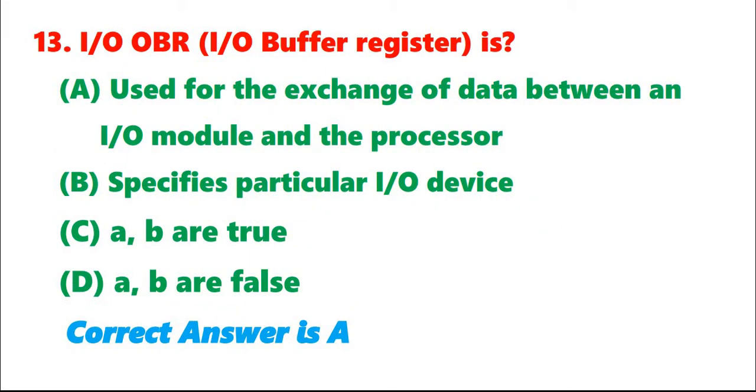13. I/O buffer register, I/O-BR, is: A. Used for the exchange of data between an I/O module and the processor. B. Specifies particular I/O device. C. A, B are true. D. A, B are false. Correct answer is A.